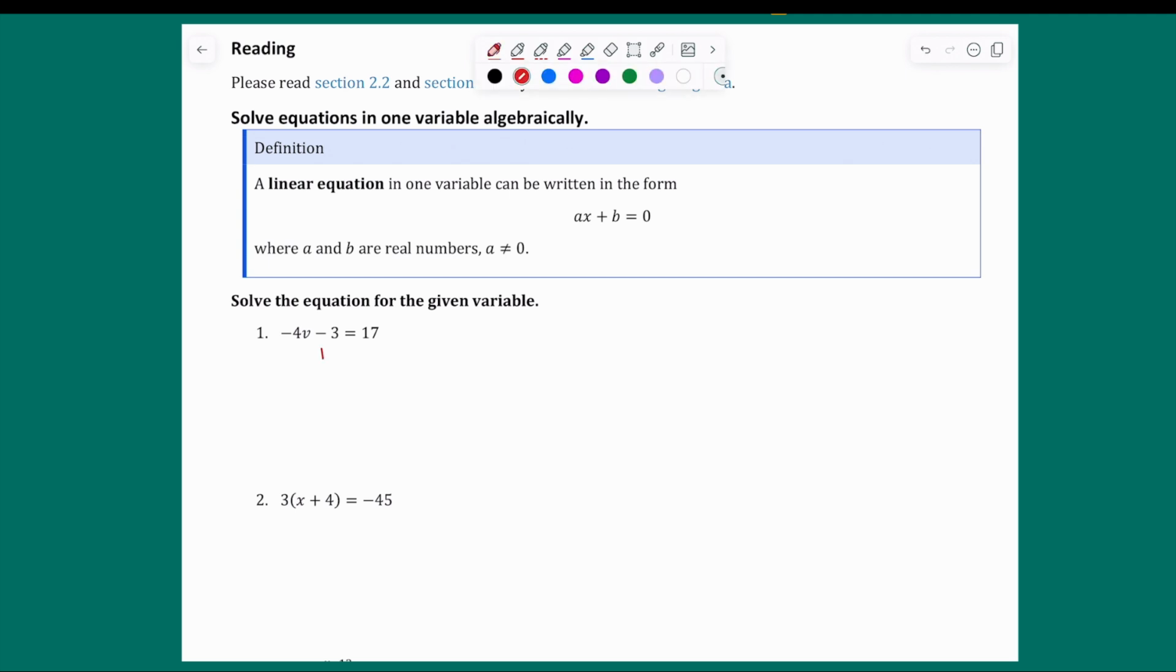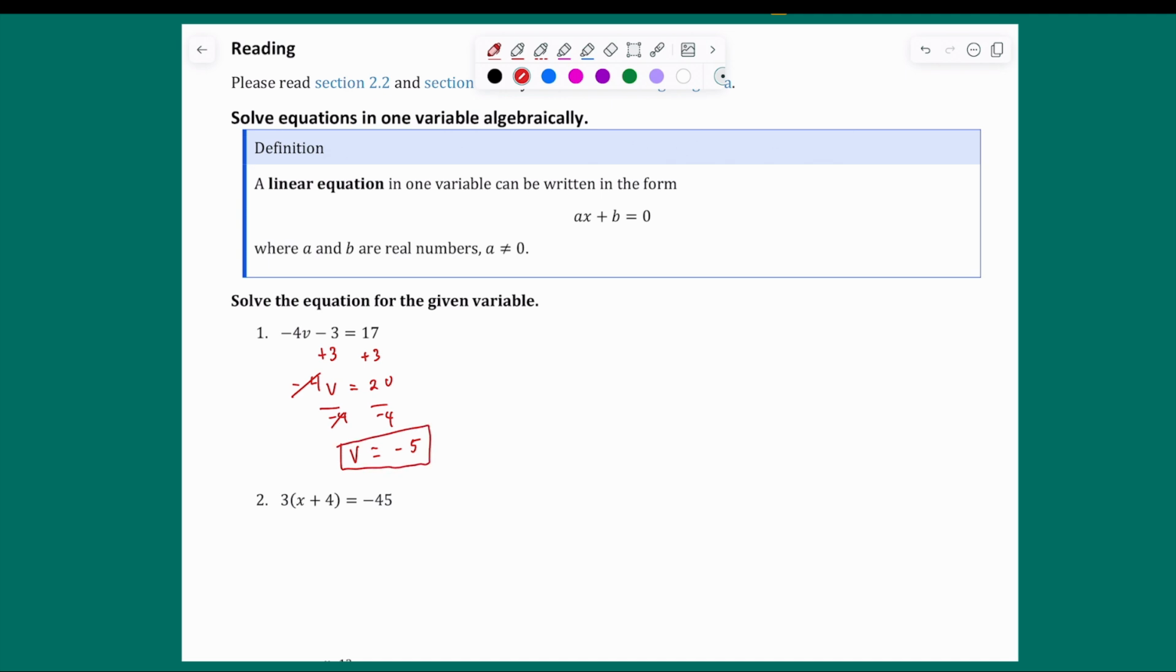So I'm going to go ahead and add 3 on both sides, because whatever you do to one side of the equation, as long as you do it on the other side, the equation is still balanced. So we get negative 4v equal to 20. Now we have a simpler equation, and we solve it by dividing both sides by negative 4. That gives us v equals 20 divided by negative 4, which is negative 5.